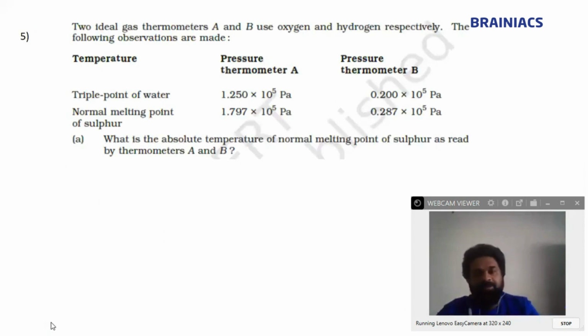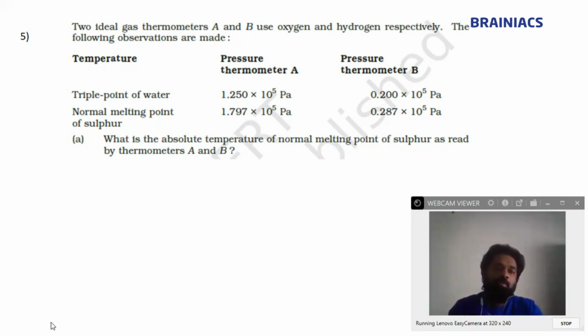Next question. Two ideal gas thermometers A and B use oxygen and hydrogen respectively. In one thermometer they have used oxygen gas, so gas will be inside. In another thermometer they have used hydrogen. And the following observations are made.